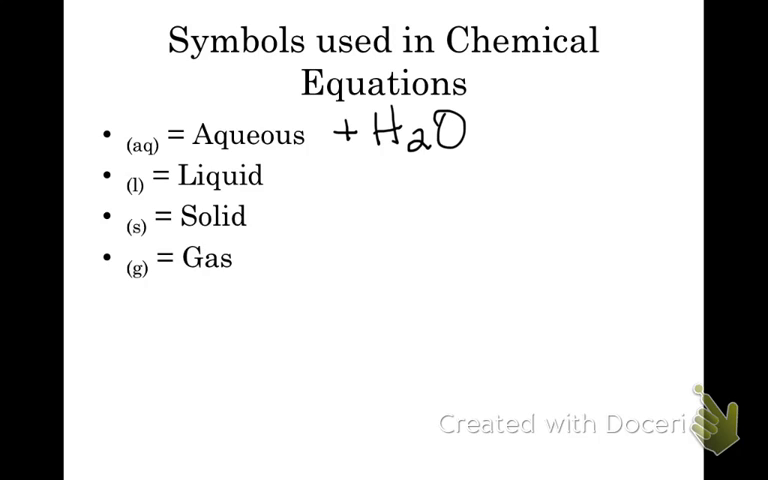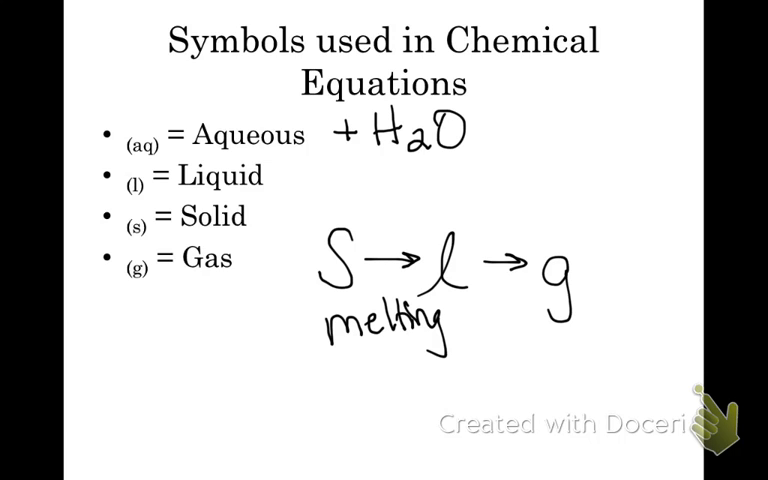A liquid is what we get when we go from a solid to a liquid. Here, from a solid to a liquid, we're melting. Liquid to a gas, we're evaporating. These can also be double-sided arrows to represent the opposite. So going from a gas to a liquid represents condensation, and a liquid to a solid represents freezing. So again, liquid is not the same as aqueous.